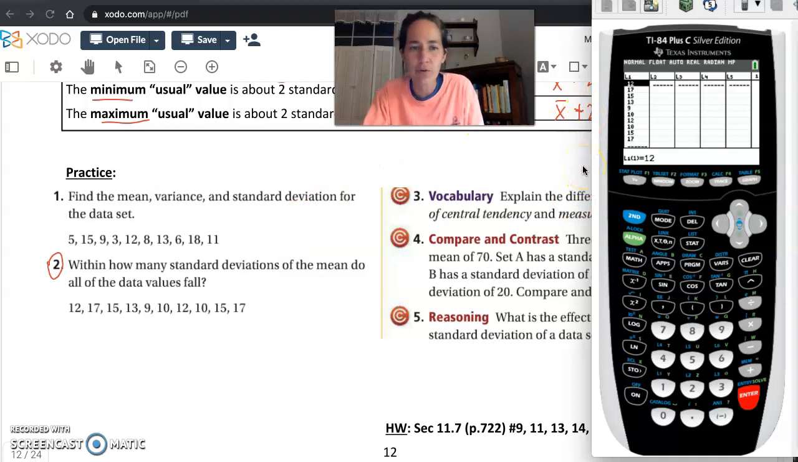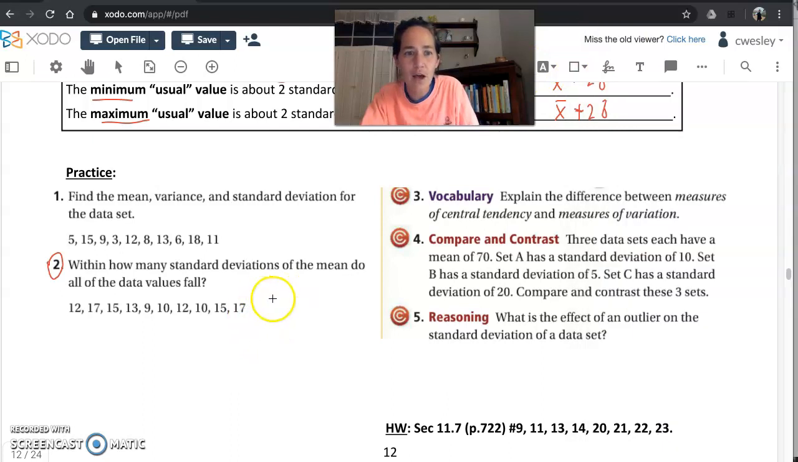No need to really put them in order this time. It's only 9 values, so it's not too much to deal with. Within how many standard deviations of the mean do all the data values fall? Can we do that now? Can we find the mean?